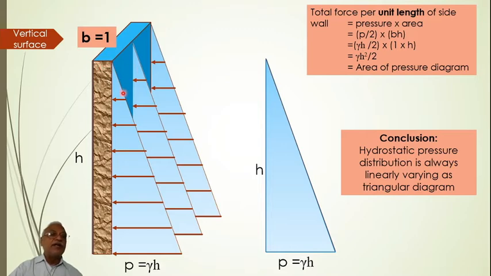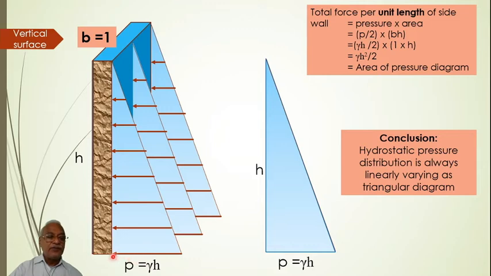So how much is the area which is exposed to the pressure? Obviously it will be h into 1. Now if you look at the area here, B into h, but B is equal to 1. Now how much is the pressure here? Pressure will be equal to average pressure, right?